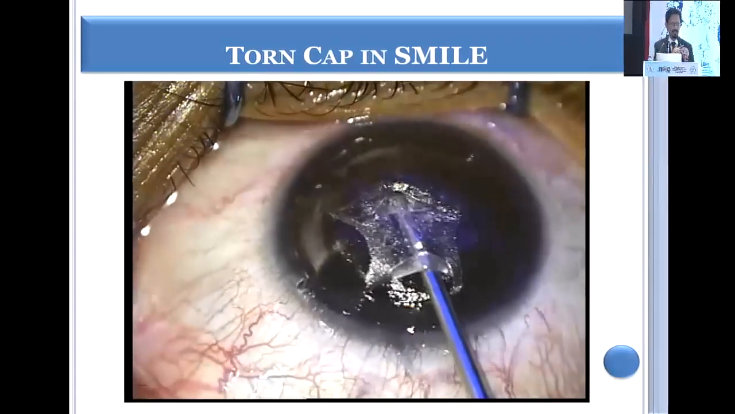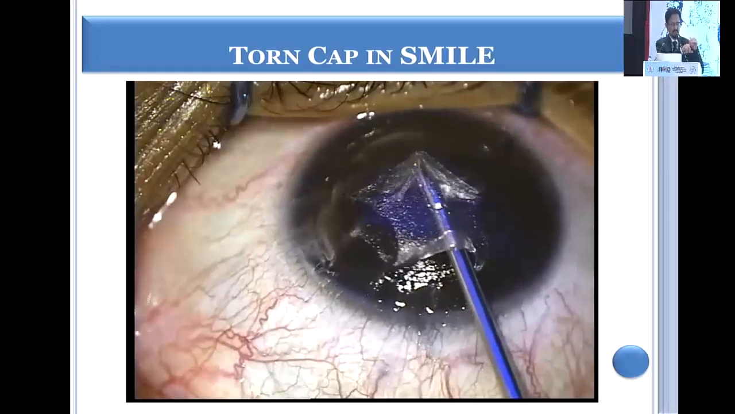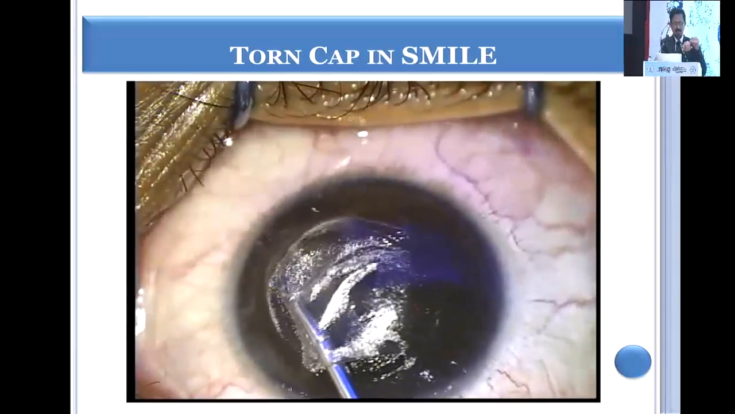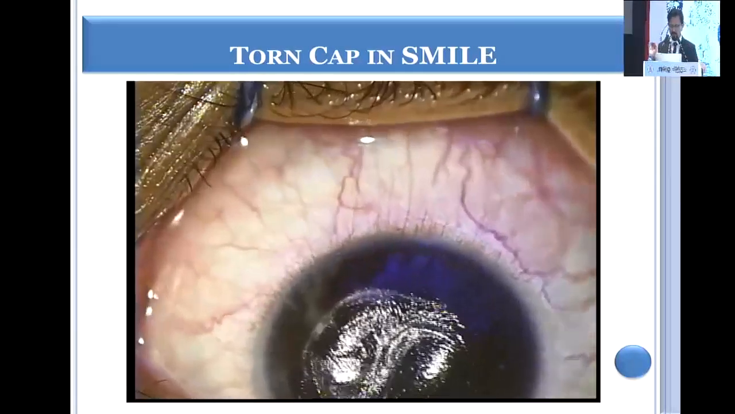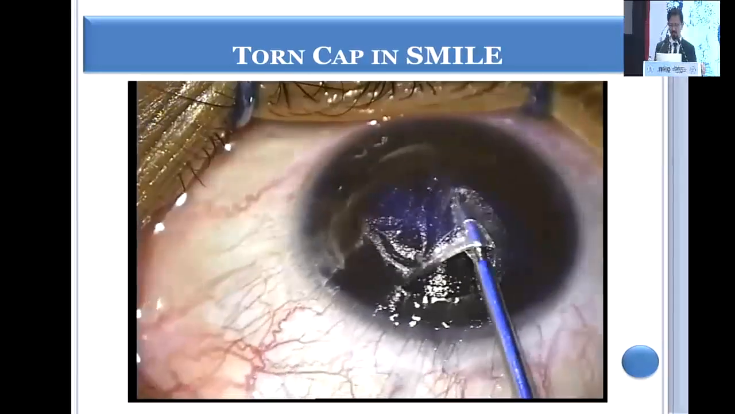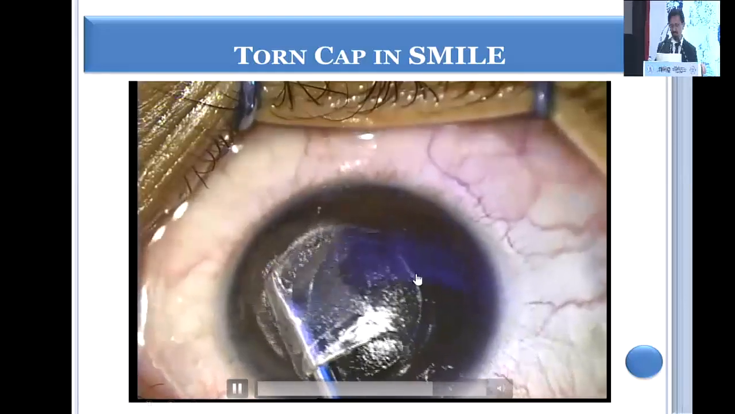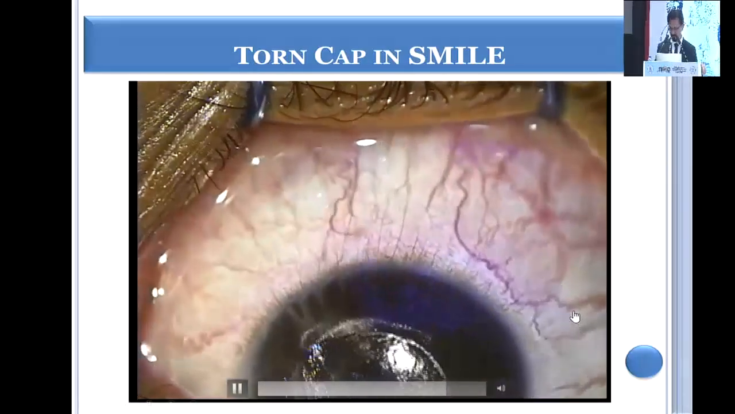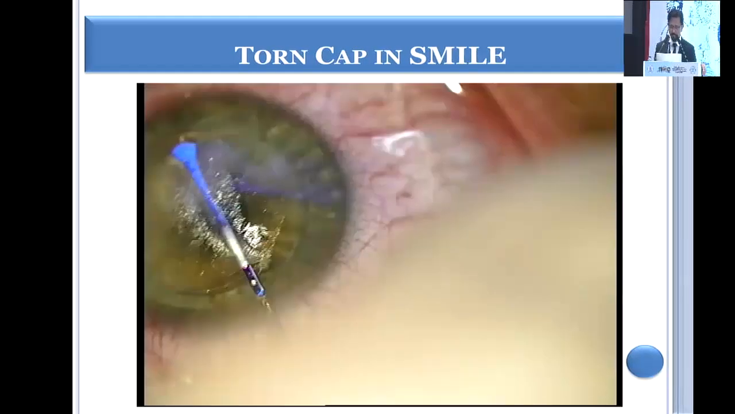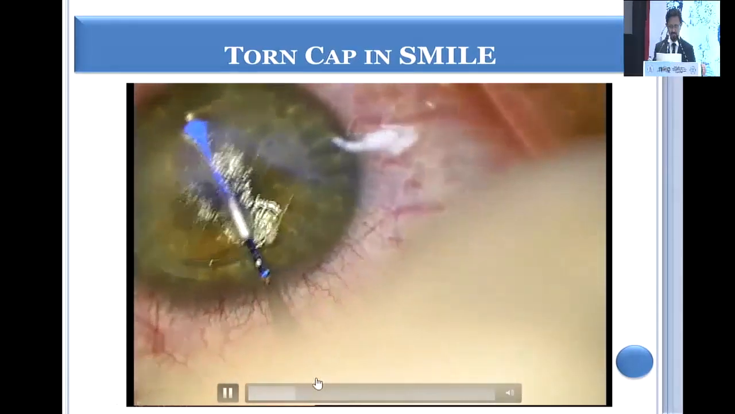and that is why it is better, and what I prefer, I bend the forceps so that when the forceps is bent, then in that case it will not push the edge of the cap too much. As you can see here, it is just pushing it and causing tearing of the cap. Again, torn cap in SMILE.